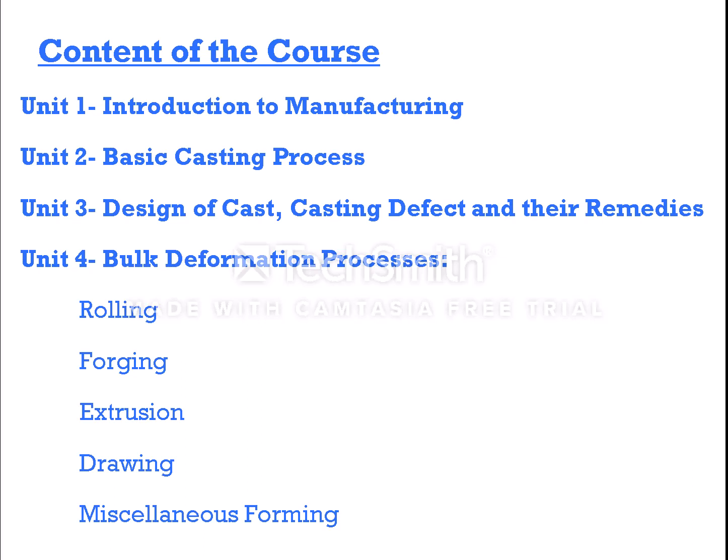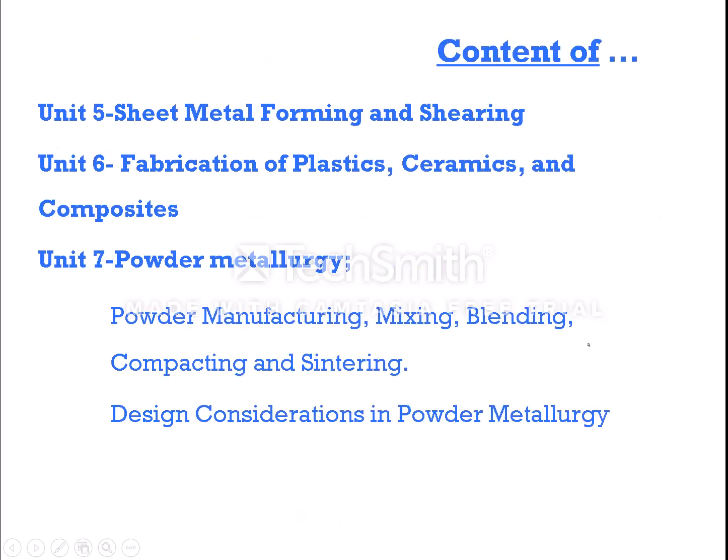Chapter 4 could be the bulk deformation process. So in the manufacturing process, there are a lot of secondary manufacturing processes, which include rolling, forging, extrusion, drawing, and miscellaneous forming processes. We'll try to add some additional manufacturing processes. So chapter 5 could be sheet metal forming and shearing. How can we produce some product from sheet metal? Then we'll try to see how we can conduct shearing.